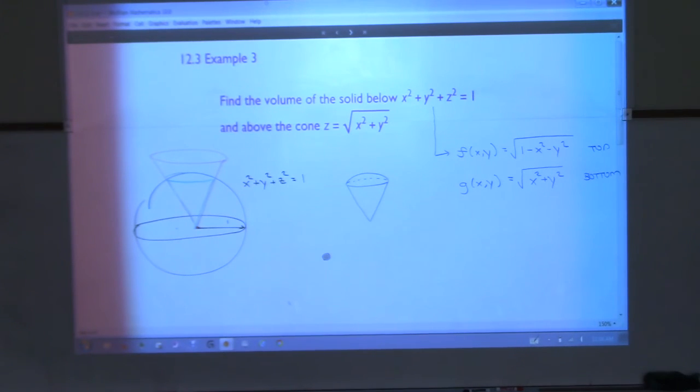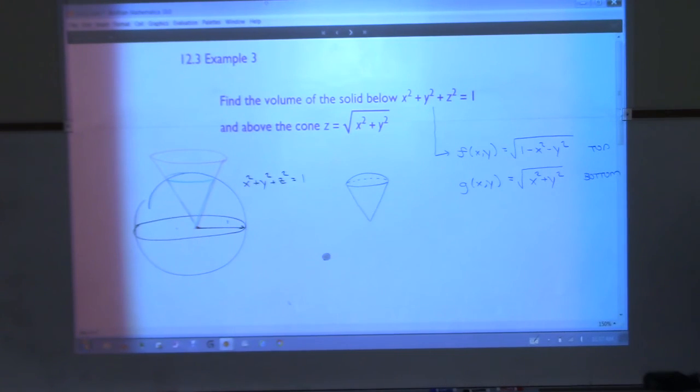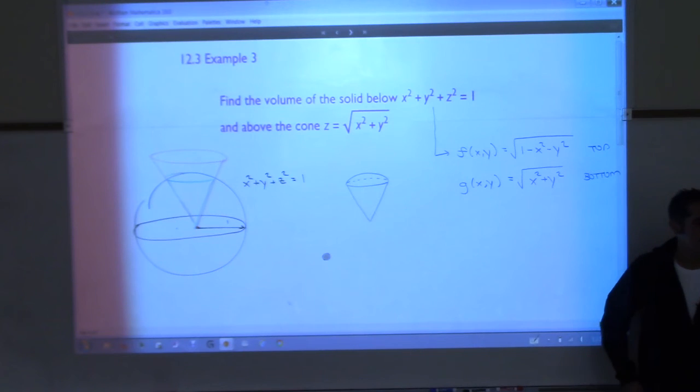Any questions so far? Top and bottom. What do I still need to resolve? What do I still need to figure out? The restriction. The region. Yeah. So this is the big question now. What is the region? It's on the ground, right? It's on the xy plane.